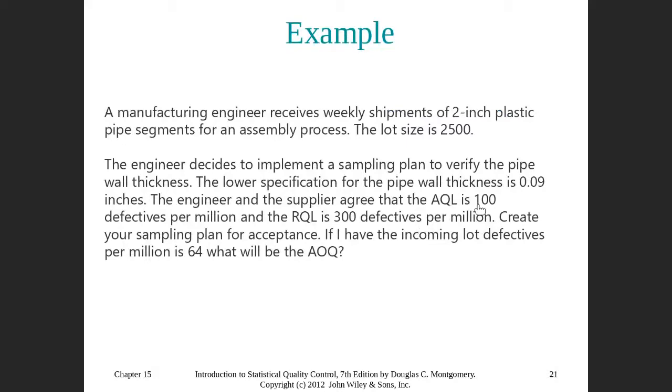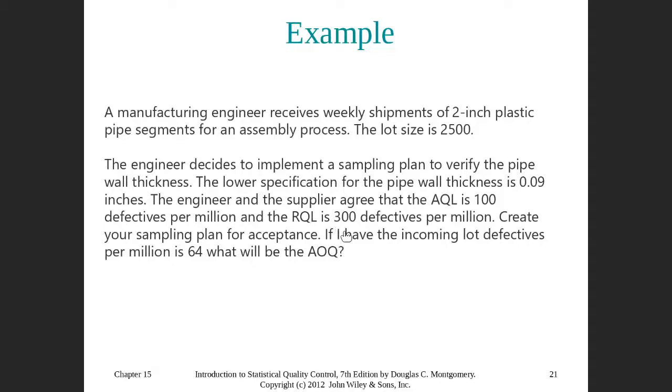given as 100 and the RQL as 300 defectives per million. The consumer risk and the producer risk will use the same values, 0.10 for the consumer and 0.05 for the producer, since it was not given. Those are, as we said in the previous lecture, the most commonly used values for those parameters.